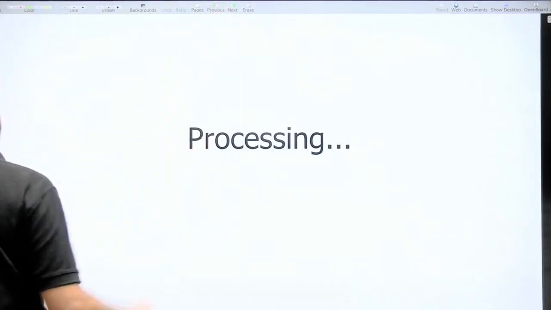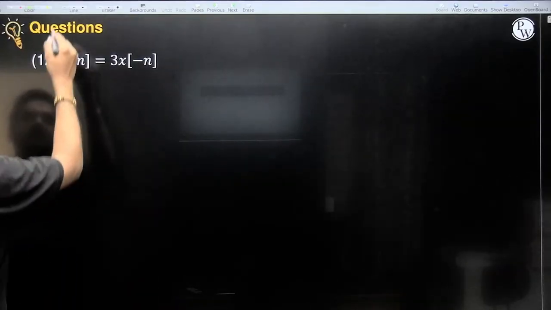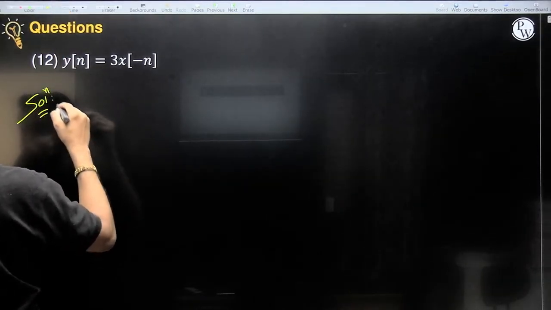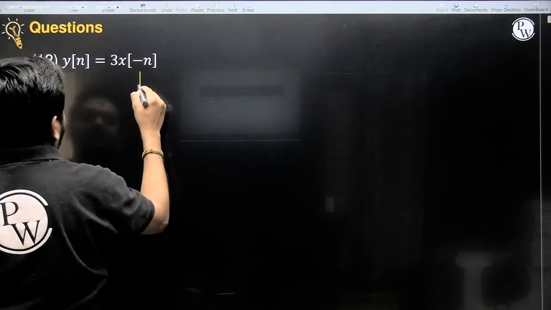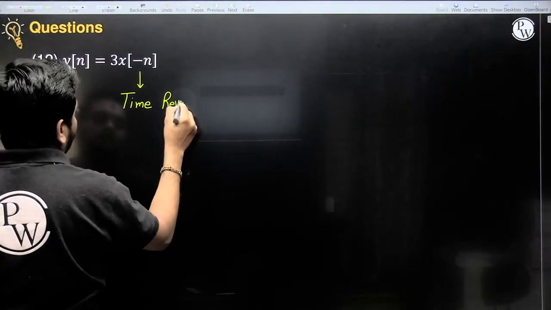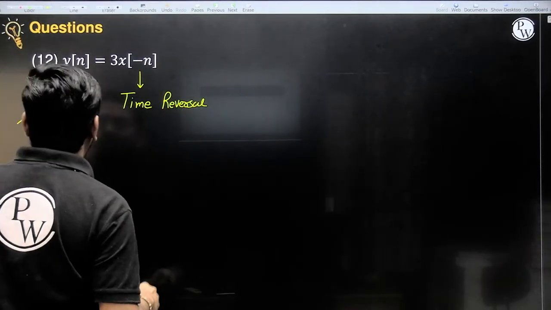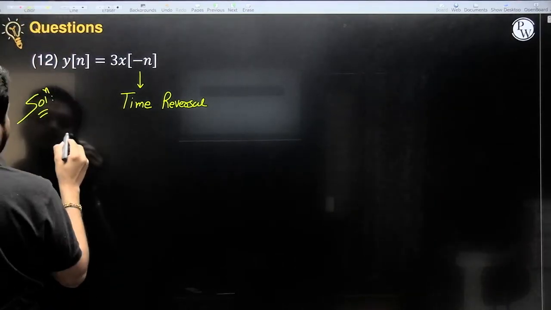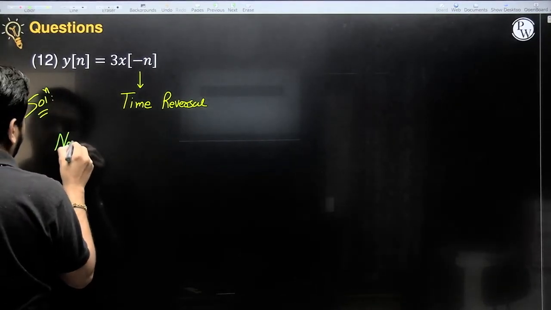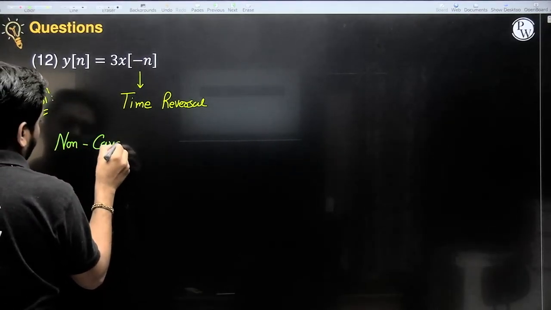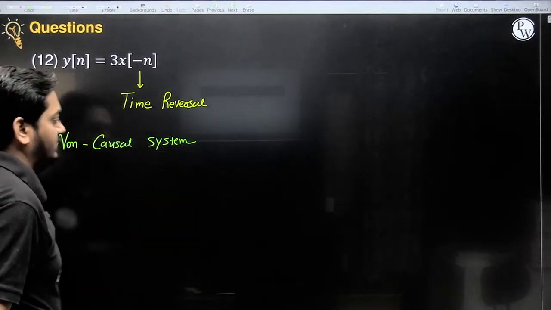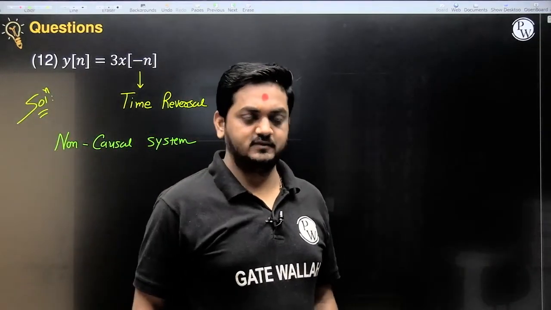Okay. Next. Now see here, which operation is performed? Time reversal operation is performed. So it is a non-causal system. Here the time reversal operation is performed. That's why the given system is said to be a non-causal system, guys. Fine.